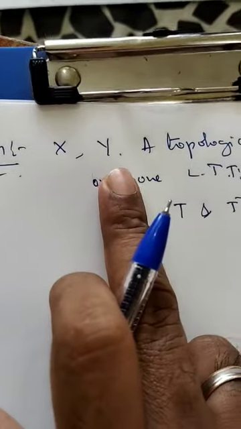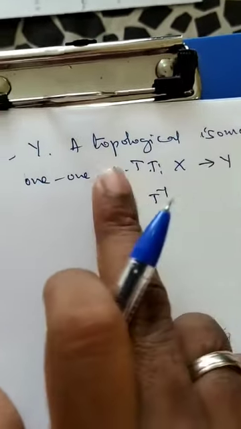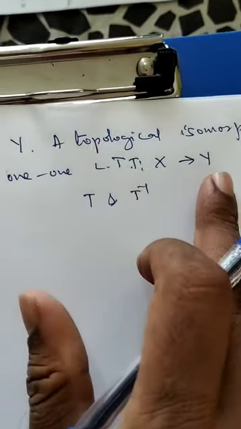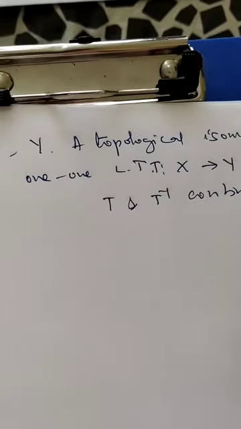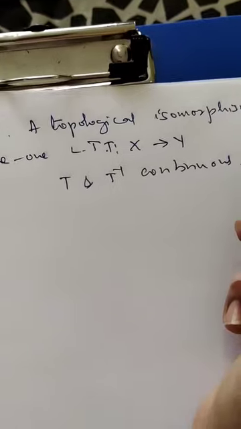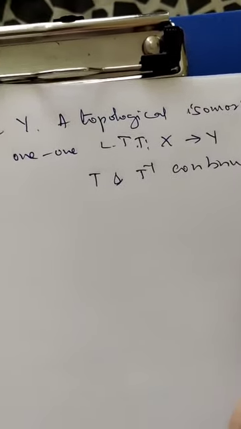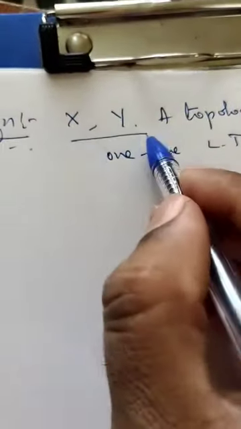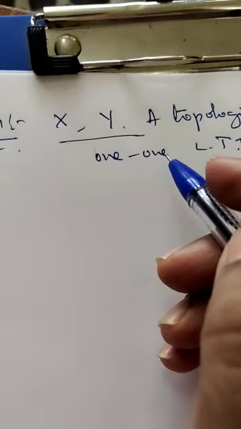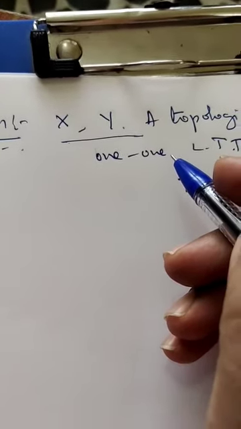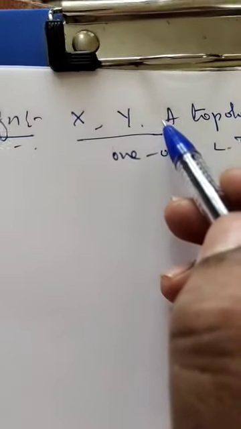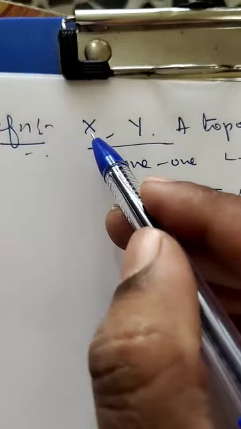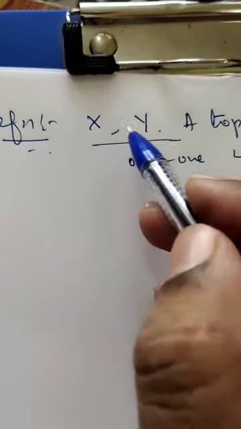This means if X and Y are normed linear spaces, a topological isomorphism is a mapping which is a one-one linear transformation T from X into Y, such that T and T inverse are continuous. T is continuous on X and T inverse is continuous on Y, means T and T inverse are continuous on their respective domains. Also we say that X and Y are topologically isomorphic. We say X is topologically isomorphic to Y if there exists a topological isomorphism of X onto Y.